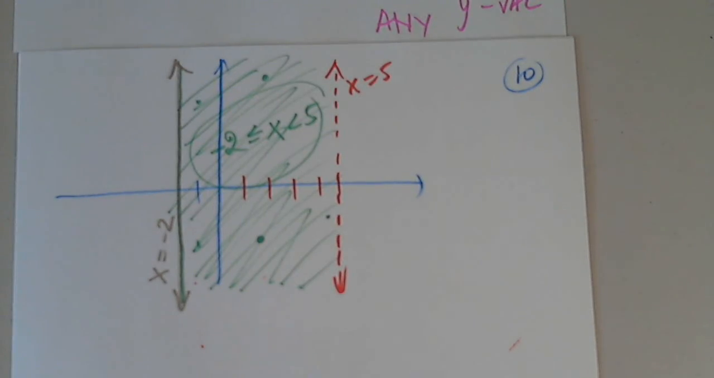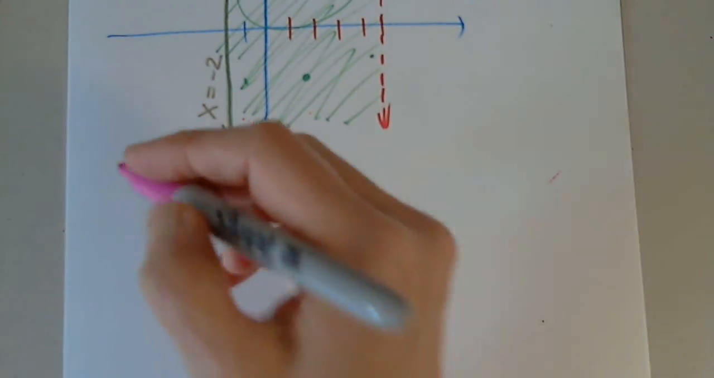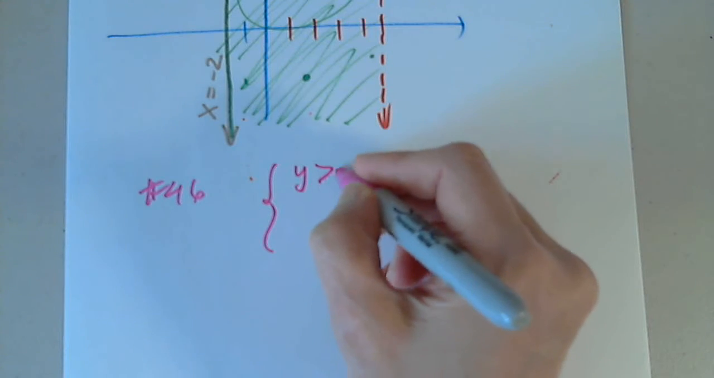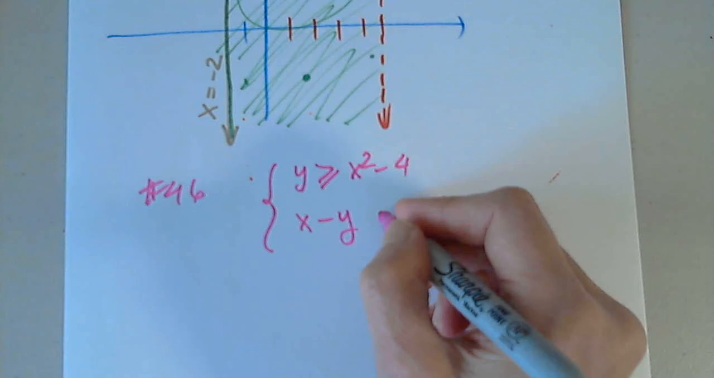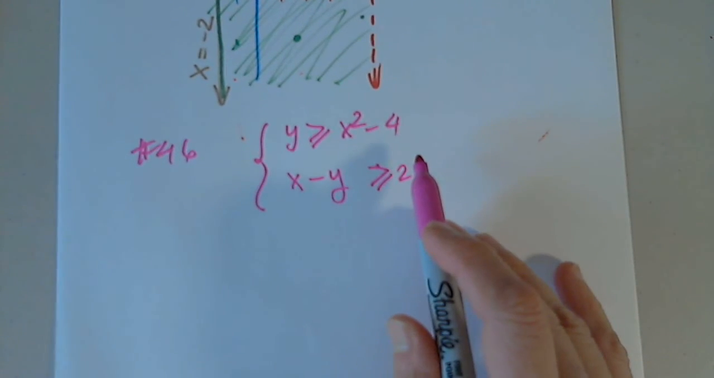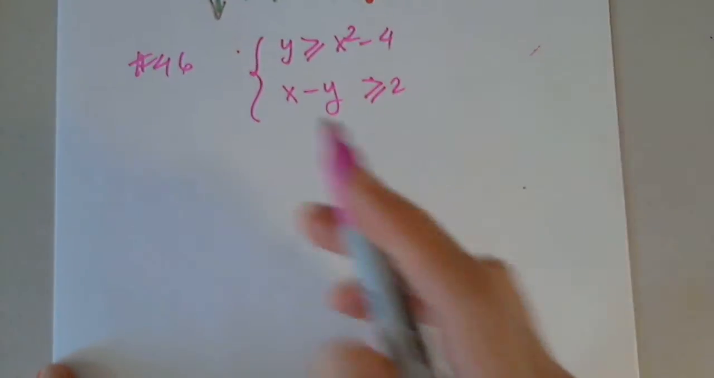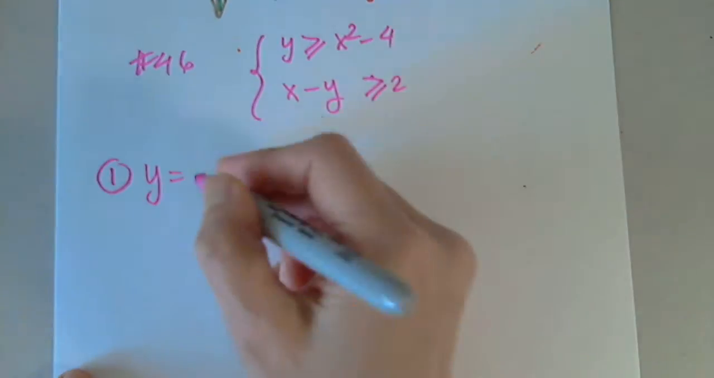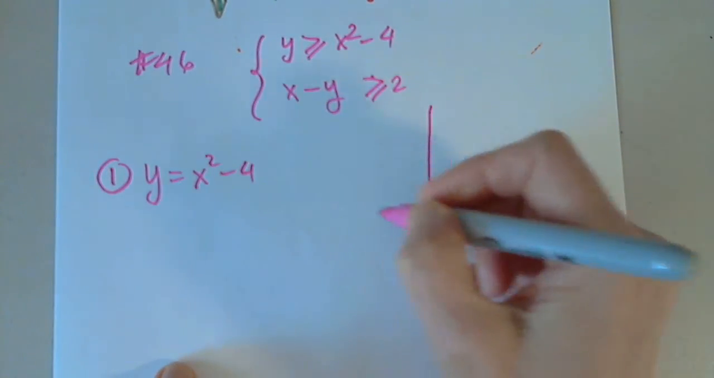Okay, well, I will pick this time 46. In 46, we have y greater than or equal to x squared minus 4, and x minus y greater than or equal to 2. So first I will take the first inequality, change it into an equation, and just write this. I already know how to graph this. I will go ahead and just graph it.